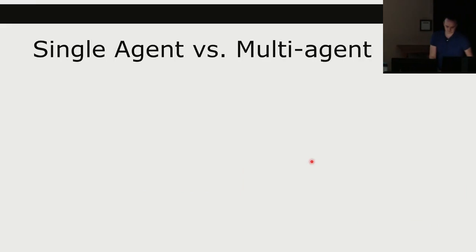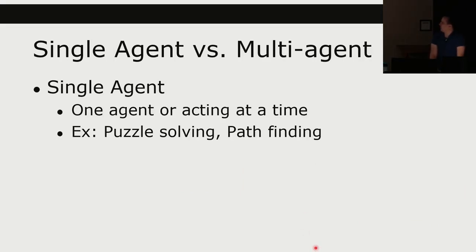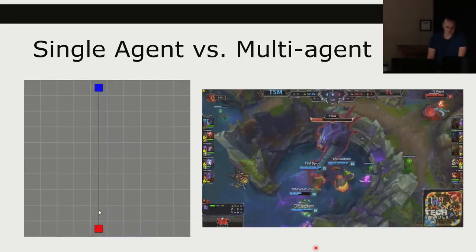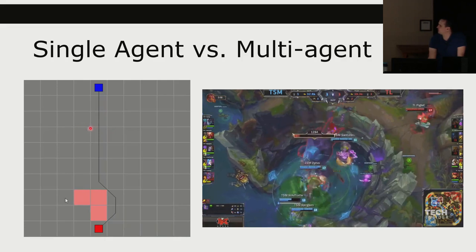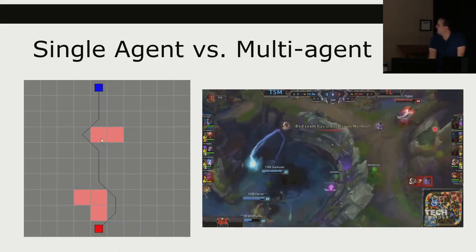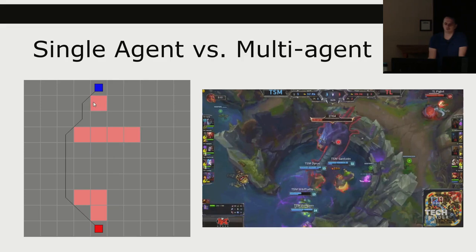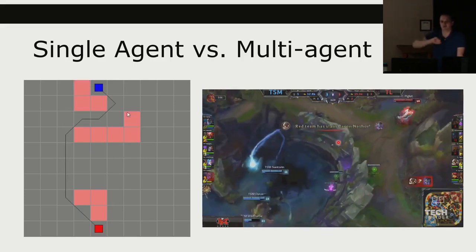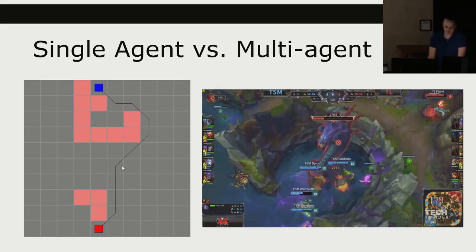Single agent versus multi-agent. In a single agent problem, we have one agent acting at a time. So for example, solving a crossword or a Sudoku puzzle or a pathfinding problem. In a multi-agent problem, we've got multiple agents acting together, either cooperatively or competitively. So for example, over here you have a single agent problem, which is just pathfinding. How do I get from here to here? Here we have a multi-agent problem, in which you have 10 agents, 5 cooperating against another 5 cooperating. So this is actually quite a complex environment in comparison.